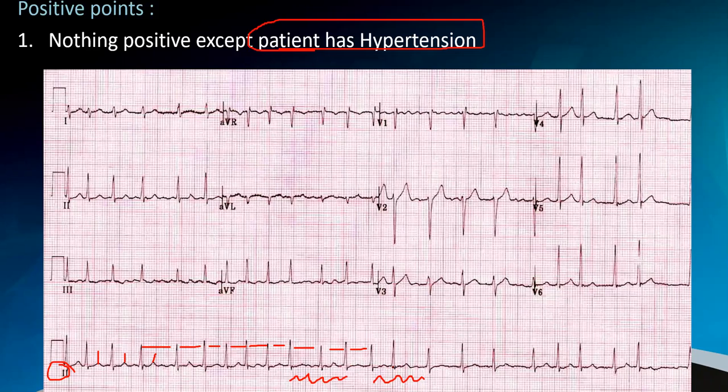QRS complex is normal, because it's one small square. You can say it's normal or narrow, that doesn't make any difference, but in atrial fibrillation the QRS complex is usually normal. So the QRS complex is normal in size and shape. There are no ST changes. The T wave seems to be normal in size and shape, and the QT interval is normal or reduced, whatever you find here.